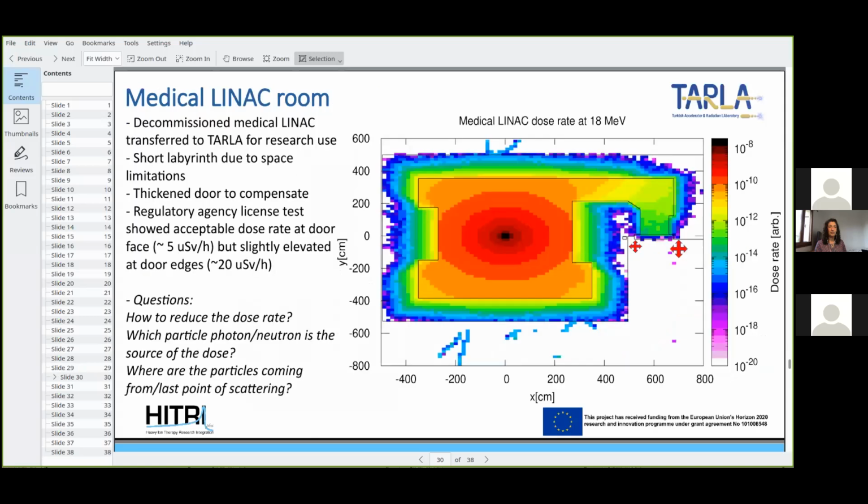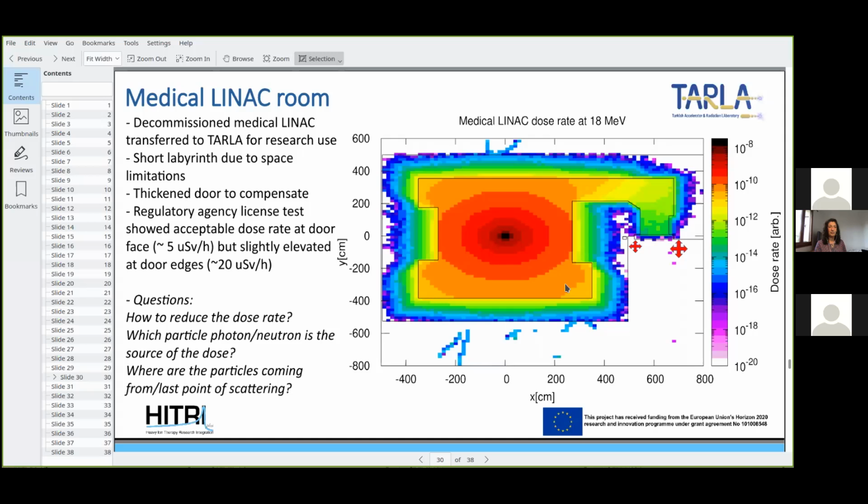So this is then the second example of our facility here at Tarla, and this is the medical LINAC. So this is the typical medical LINAC room with its photon source in the center at 18 MeV, and it too can create activations and has both photons and neutrons as sources of radiation. As I said, this was a decommissioned medical LINAC which was transferred to Tarla for research use.